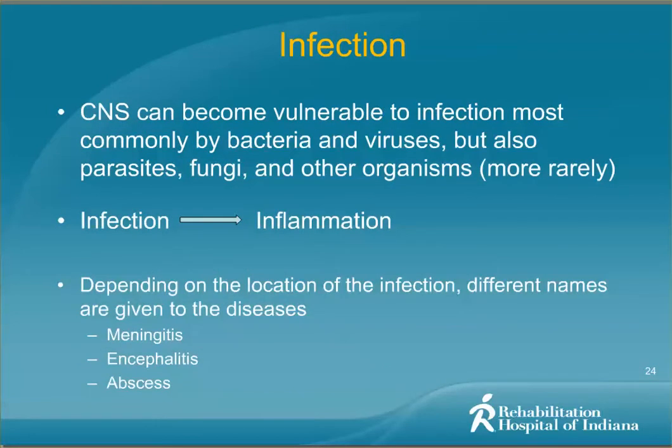Infection. The central nervous system is vulnerable to infection, most commonly by bacteria and viruses, but it can also be parasites, fungi, and other organisms. That's a little more rare. Infection leads to inflammation and swelling. I've already told you about the concern there. Depending on the location of the infection, there are different names given to it. Meningitis is one of the most common, which is an inflammation of the meninges, the surrounding three-layered membranes of the brain, and also includes the spinal cord and the fluid that it's bathed in, or the cerebrospinal fluid. Encephalitis is an inflammation of the brain itself, the brain tissue, and an abscess is an accumulation of infectious material and offending microorganisms that can occur anywhere in the central nervous system.